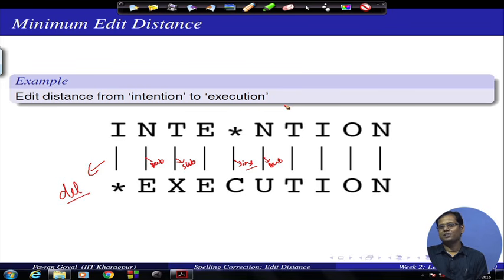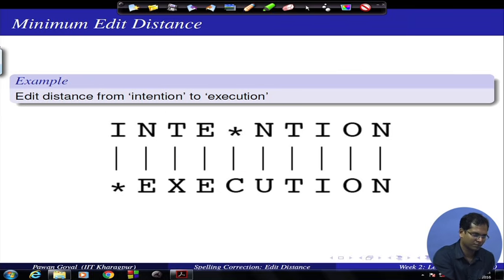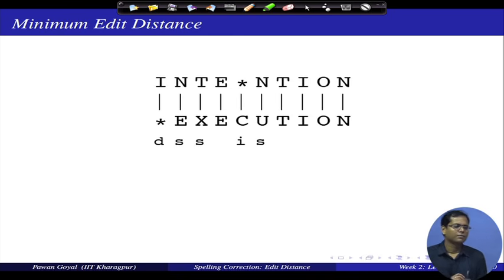So how many operations did I need? I needed 5 different operations. One deletion, one insertion, and 3 substitutions. So these are the various operations that I did. Now I need to define for these operations what will be the edit distance.